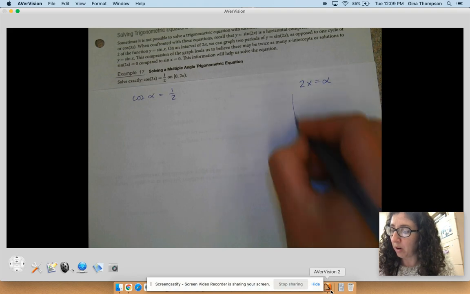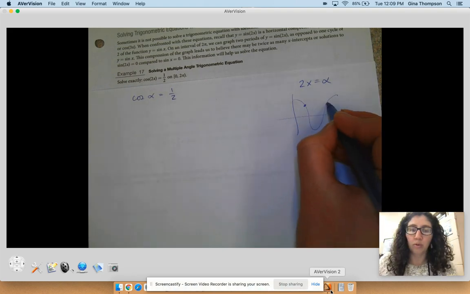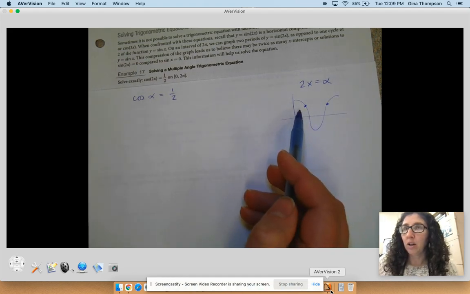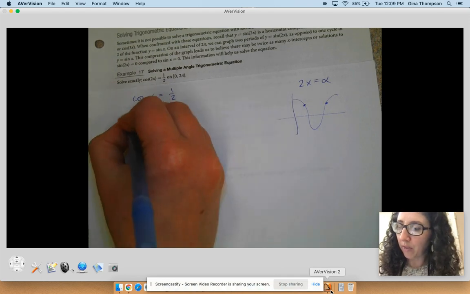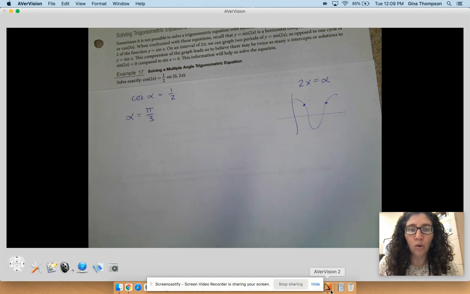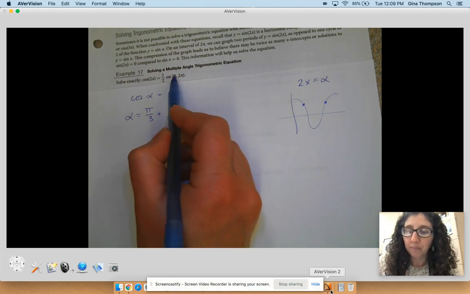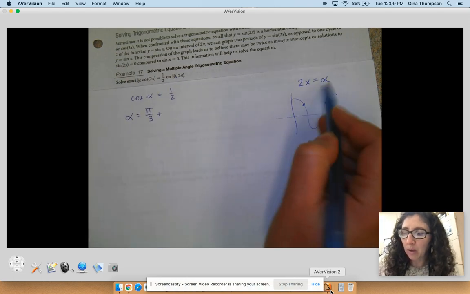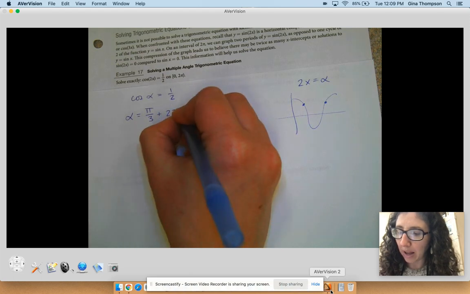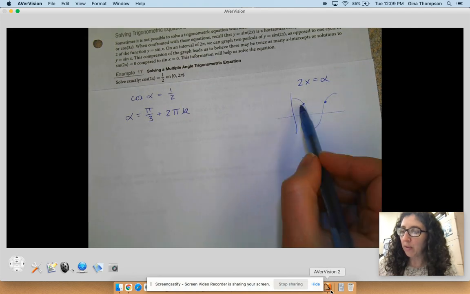So let's just remember, cosine equals 1/2. I'm expecting two values, right? My first value, cosine of pi thirds. So alpha is going to equal pi thirds, right? And over the whole line, even though this says 0 to 2 pi, when I'm using a substitution, I'm going to always write plus 2 pi k. Okay, so that's my first solution.